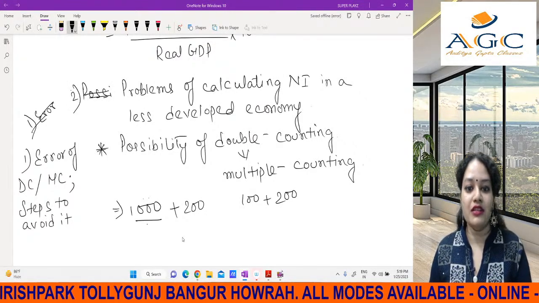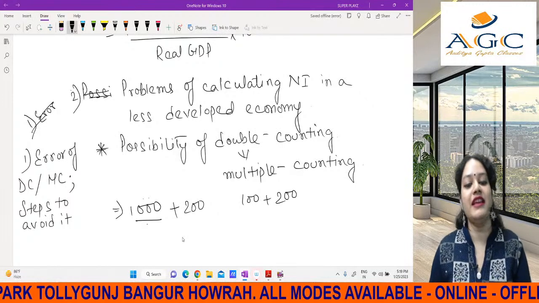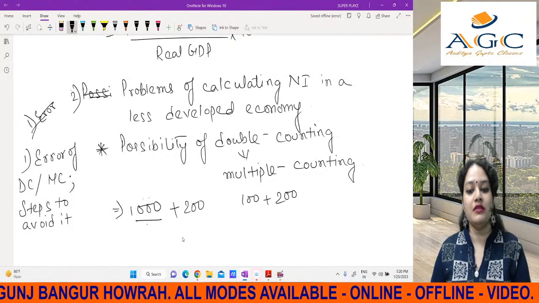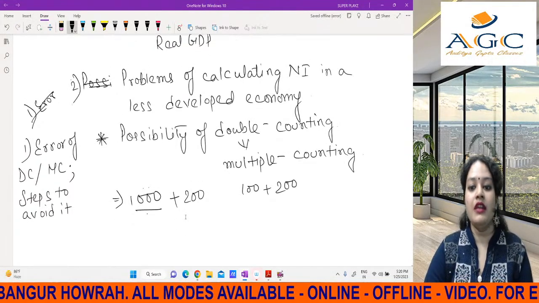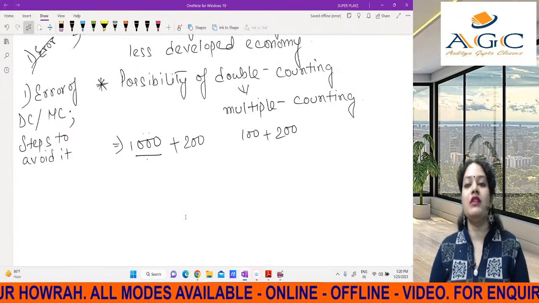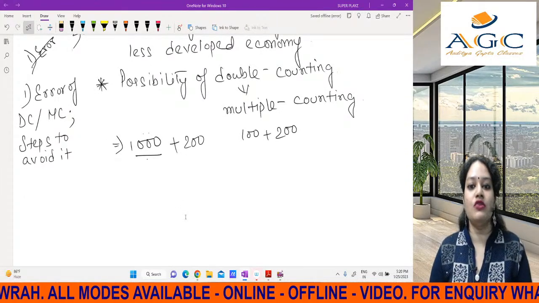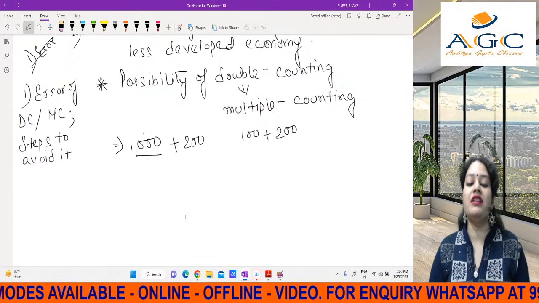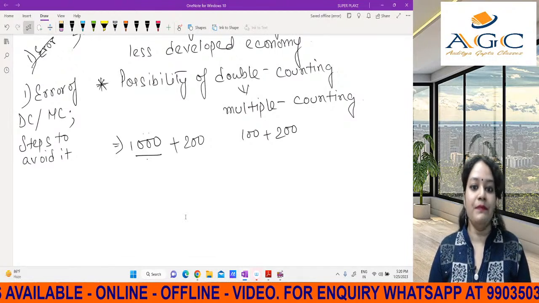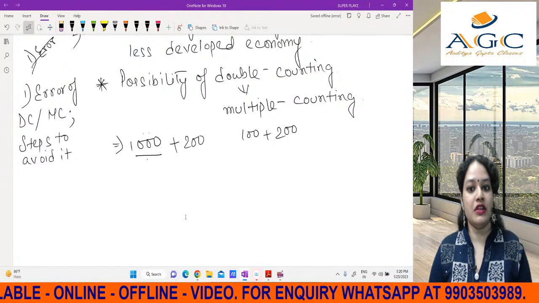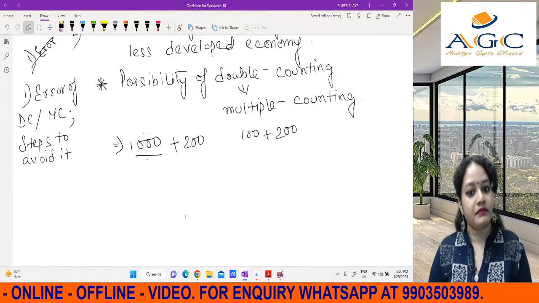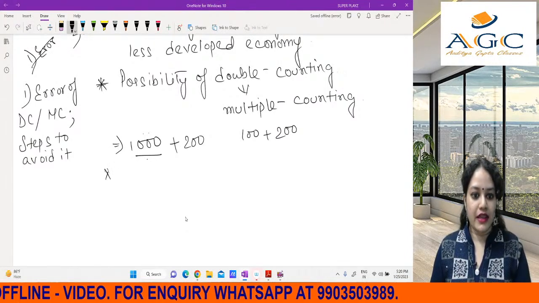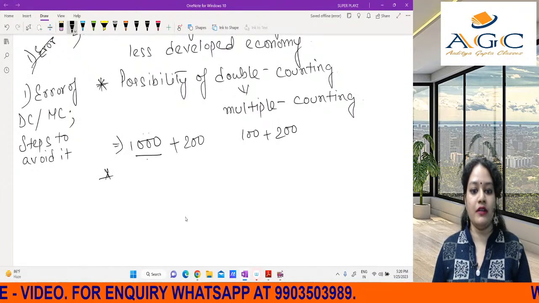This is another question, that what are the problems of calculating national income in a less developed economy? So first problem is what? Possibility of double counting. We already know what is the meaning of double counting now. In a less developed economy, we can assume that the people there might not be so well literate, so they might have the problem in doing the calculations. They might take the value of intermediate and final goods altogether. So that is a problem in a less developed economy where people are not literate. Okay, it is basically an assumption that those people are not literate. Okay, then the next point would be what?